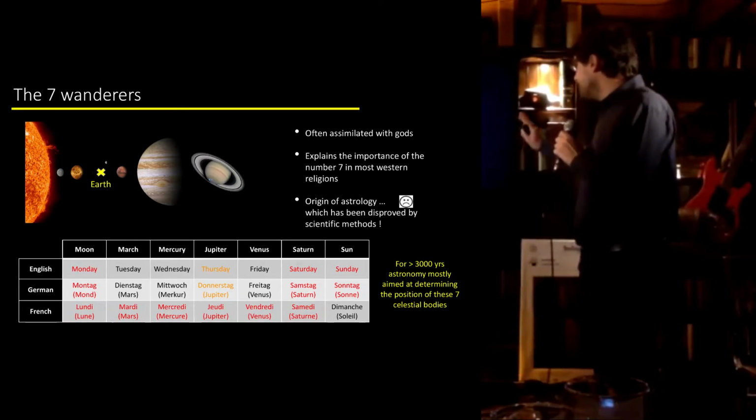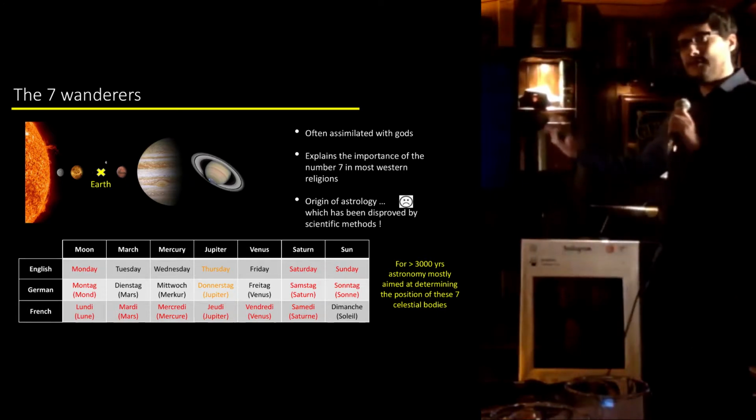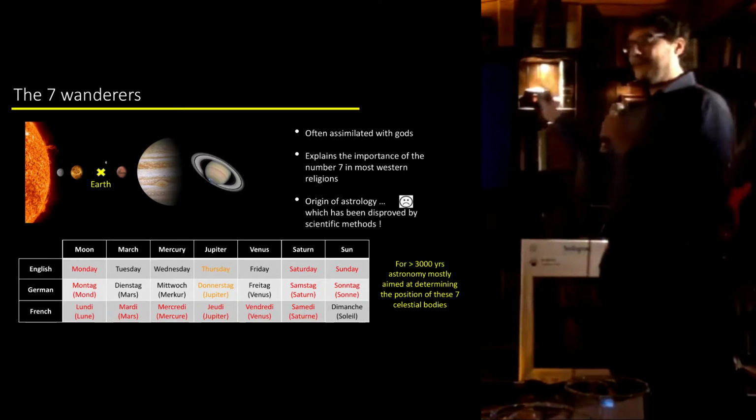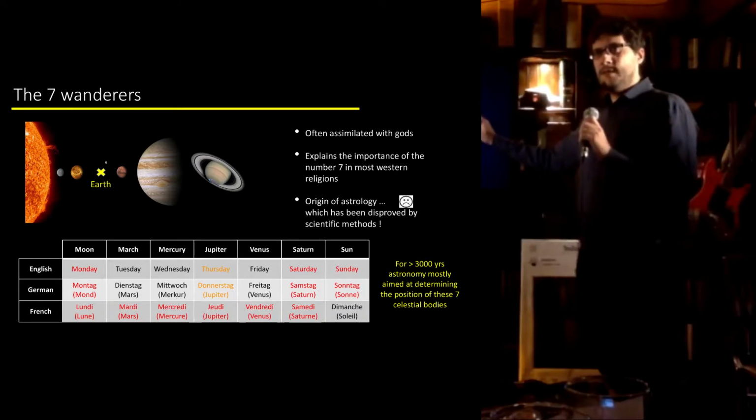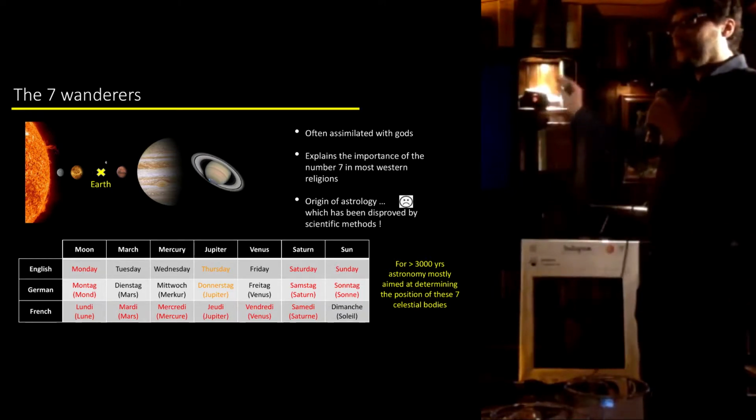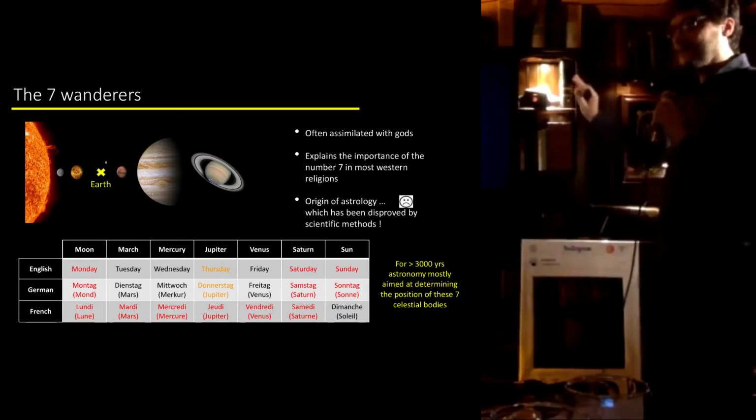So before going on, the important thing is that for more than 3,000 years, astronomy was just about explaining the motion of these 7 bodies. And that's why those are the first ones for which astronomers tried to determine the distance to us.